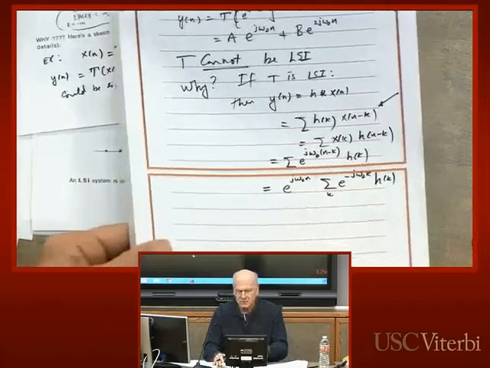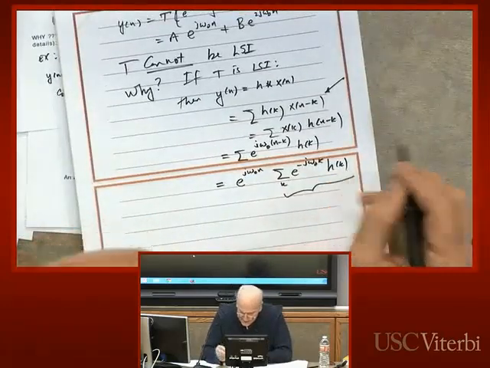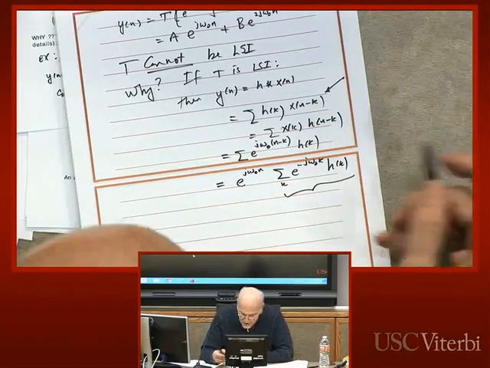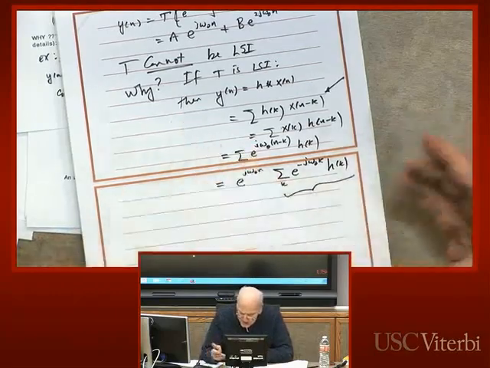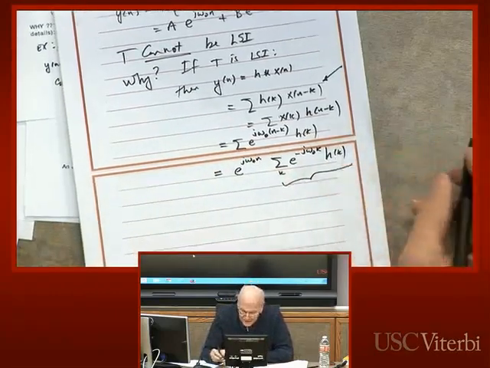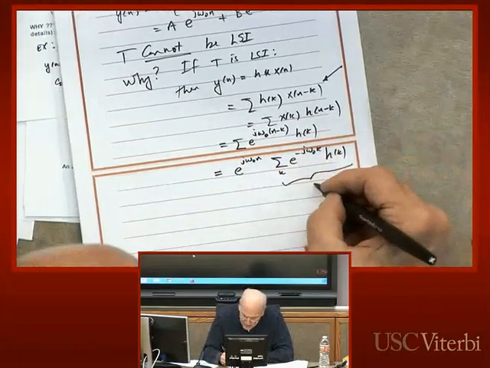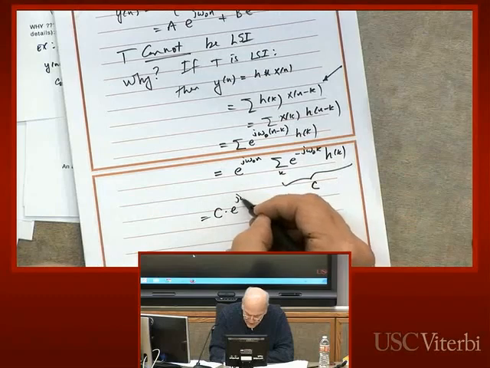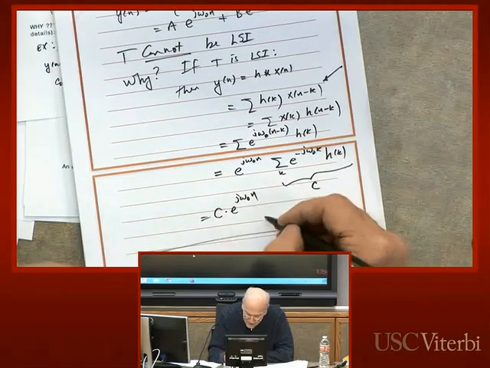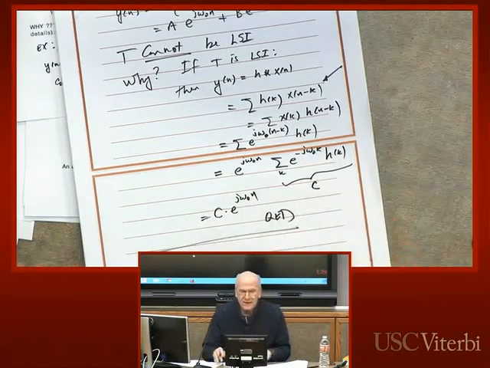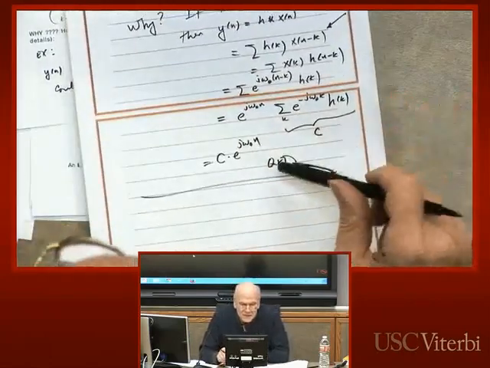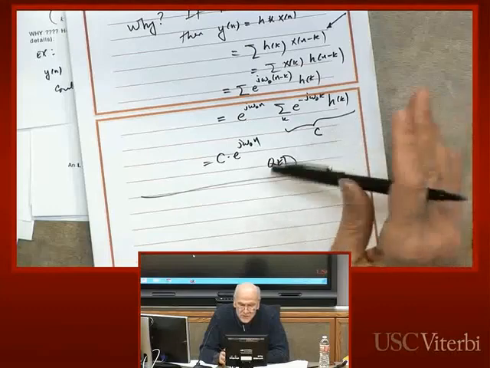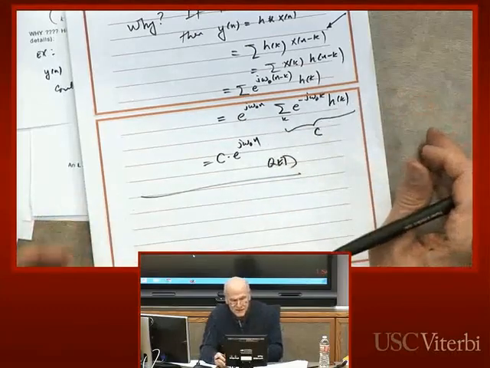Next time, we will see that this is actually the discrete-time Fourier transform of h. But for now, it's just some constant. It doesn't depend on n. It's just a sum, so I'll call it c. So this is c times e to the j omega naught n. That's QED. Why? You don't see an e to the 2 j omega naught n. You only see e to the j omega naught n.